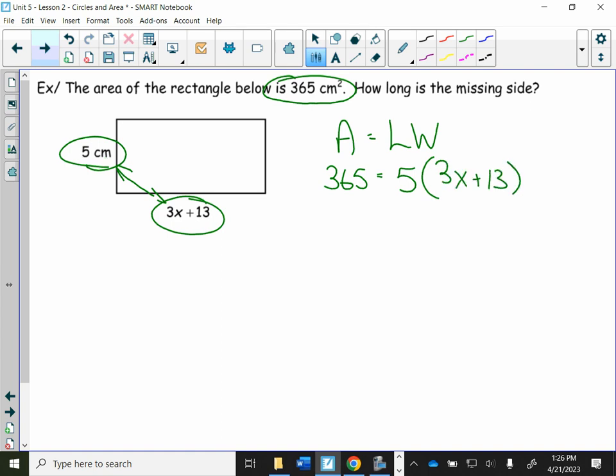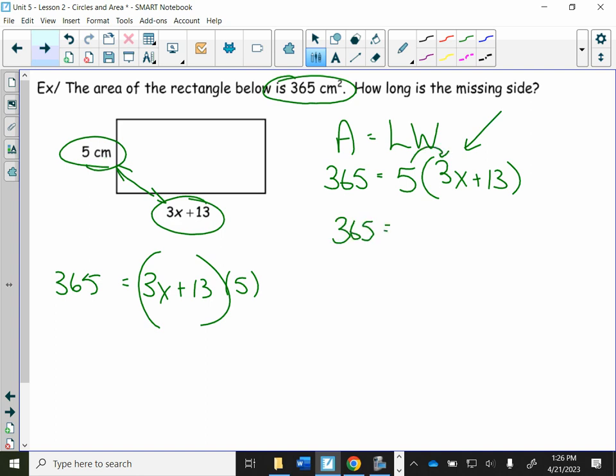Now, technically, it's not wrong to write down 3x plus 13 times 5, but it is wrong the way I wrote it, because if I don't remember to put these brackets around 3x plus 13, I'll forget to do all of my multiplying. That's why I prefer this method where I put the number in front. Easier to remember. We can solve by multiplying brackets.